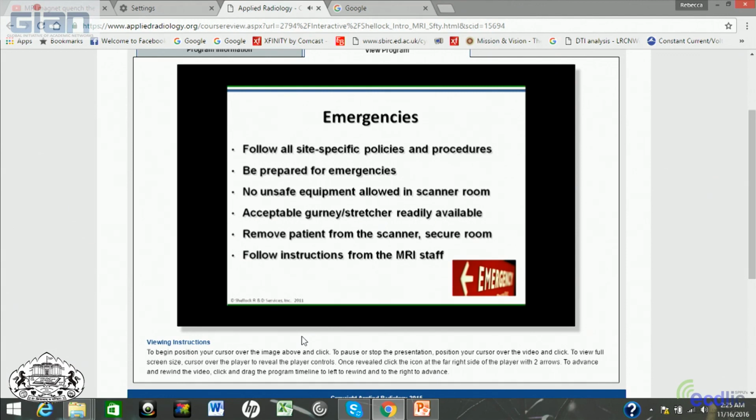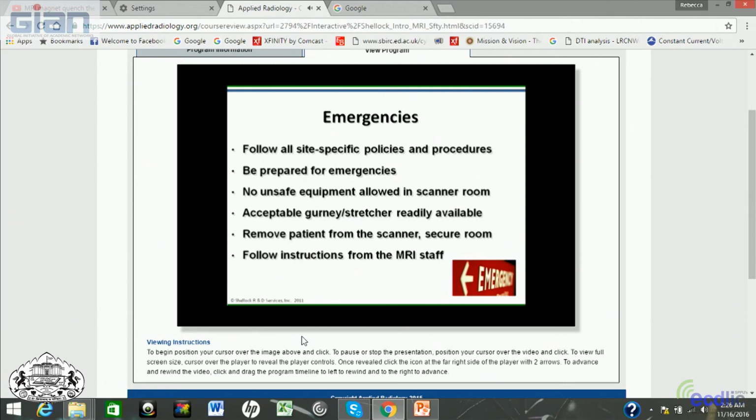Important recommendations related to emergencies in the MRI environment include the following. Make sure you understand and follow all site-specific MRI safety policies and procedures. Also, be prepared in advance for emergencies and other problems that might occur in the MRI environment. Do not take unauthorized equipment or other unsafe devices into the scanner room. In serious cases, it will be necessary to quickly remove the patient from the scanner room. Once this is done, it is best to secure the room to prevent unintentional entry into the MRI system area.